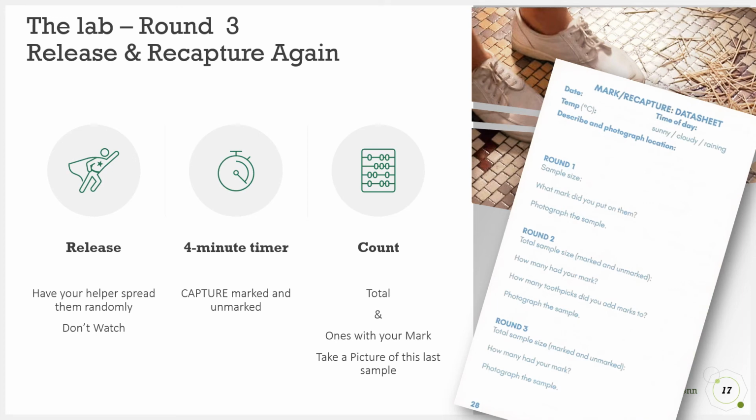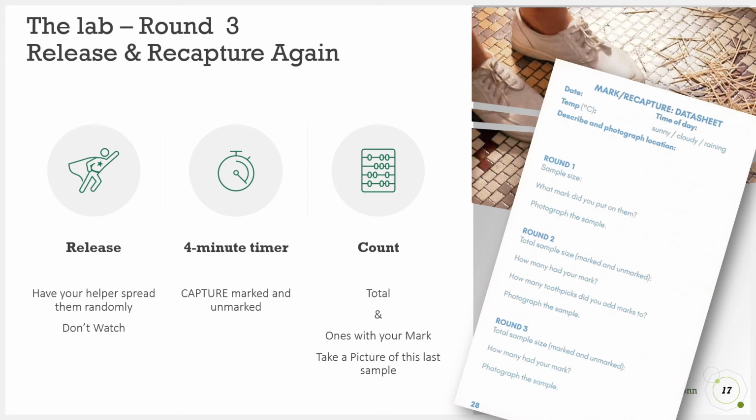This is your data sheet where you're going to be recording. So you've got the date, time of day, and whether it's sunny or cloudy or rainy, that can make a difference to how well you see the toothpicks. The angle of the sun also makes a difference to how well you see the toothpicks. The temperature, probably not a huge difference in this case. And then describe your location and take a picture of it.